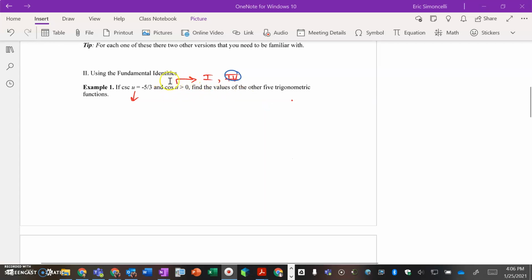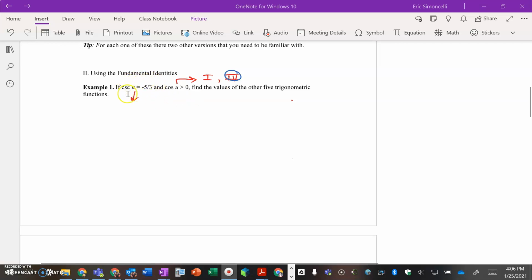When is the cosine positive? In other words, when is the x-coordinate on an xy axis positive? Because that's what the cosine is, right? The cosine of an angle is the x-coordinate. Well, remember that the first quadrant and the fourth quadrant, go ahead and write those two down. The first and fourth quadrants are where the x-coordinate on the xy axis is positive.